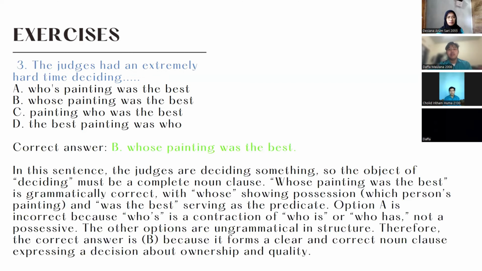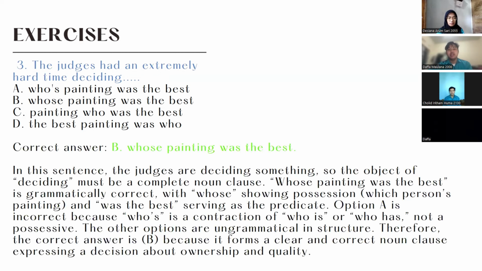Number 3 exercise. The judge had an extremely hard time deciding. A. Who painting was the best? B. Whose painting was the best? C. Painting who was the best? D. The best painting was who? The correct answer is B. Whose painting was the best?